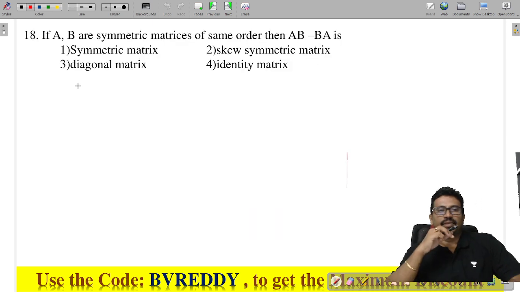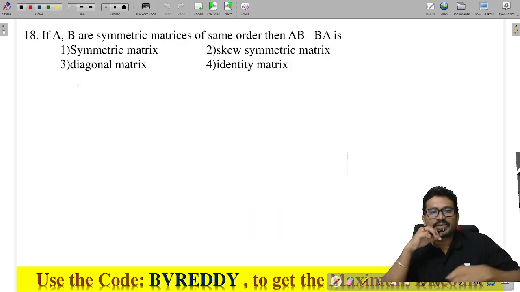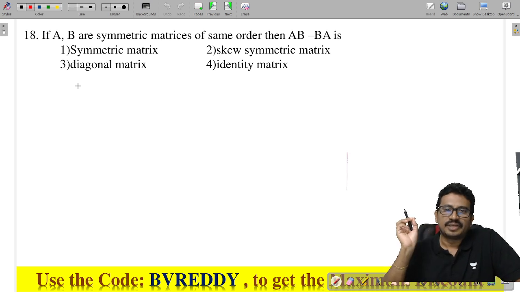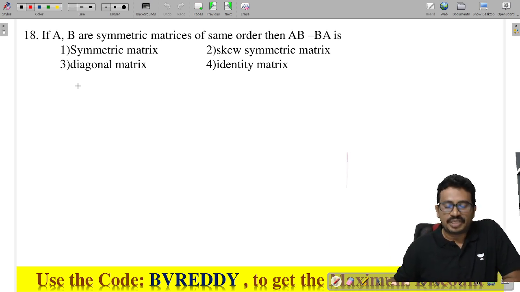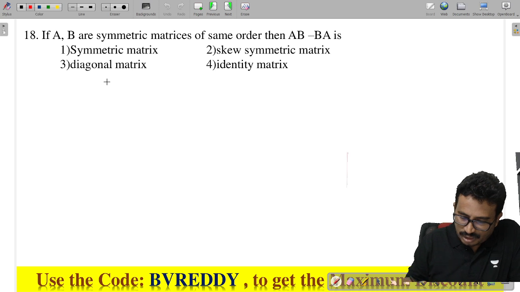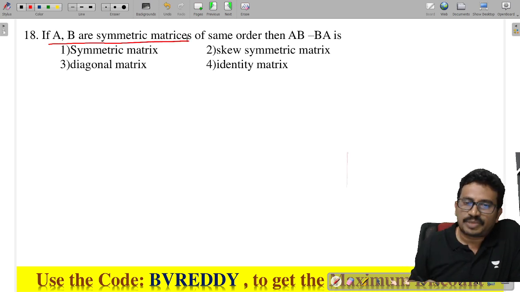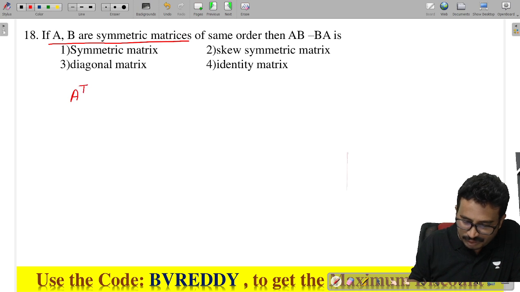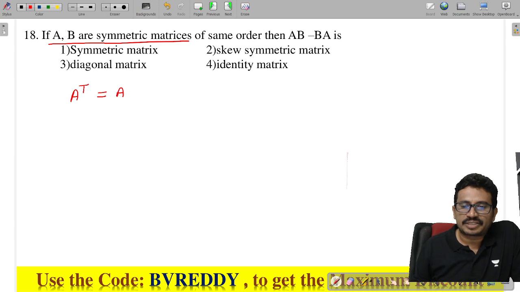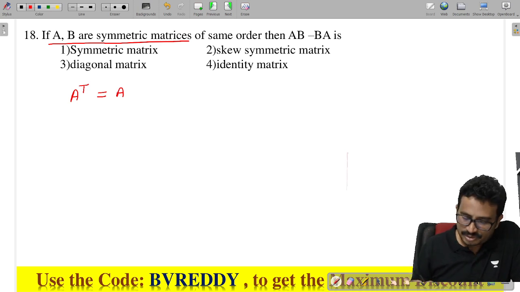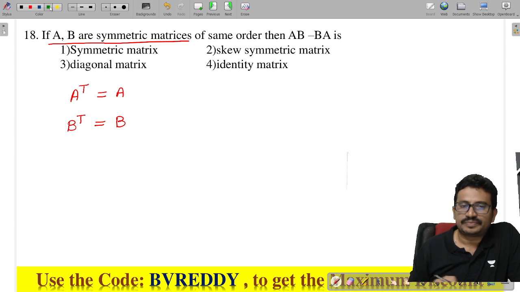Next problem. If A and B are symmetric matrices of the same order, then AB minus BA is. Now they have given that A and B are symmetric. What is meant by symmetric? If A transpose equals A, then we can say that matrix is a symmetric matrix. Here A and B are symmetric. Now A transpose equals A as well as B transpose equals B. This is the condition given in the problem.